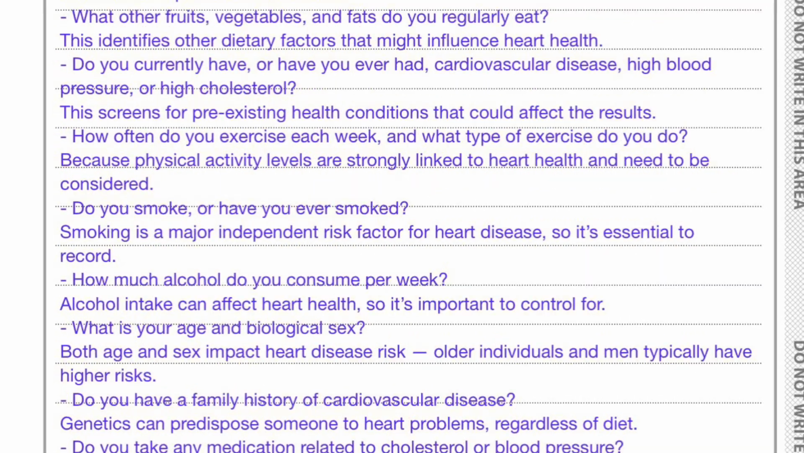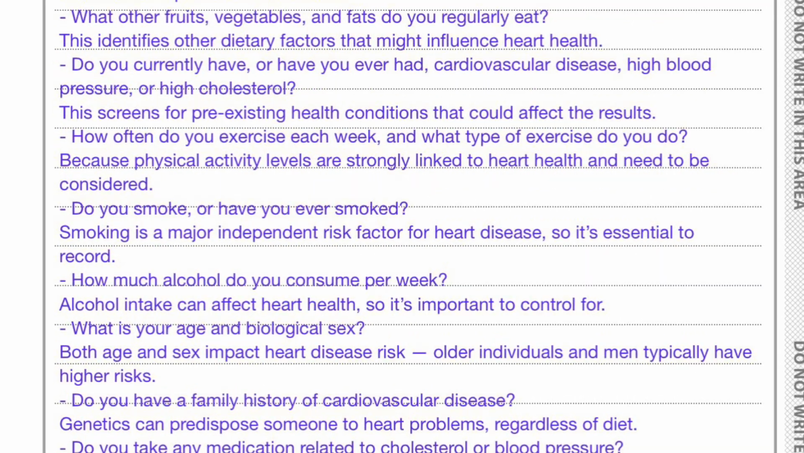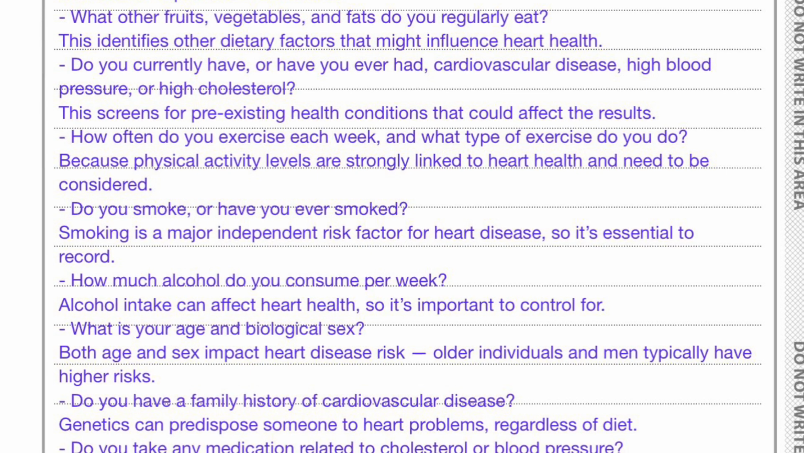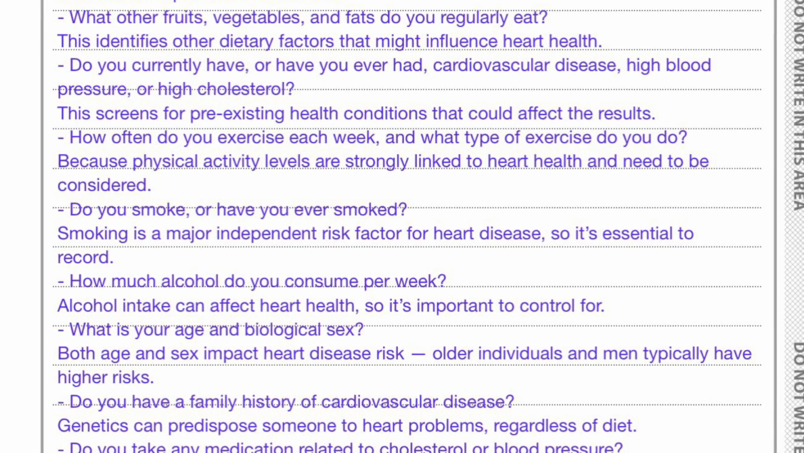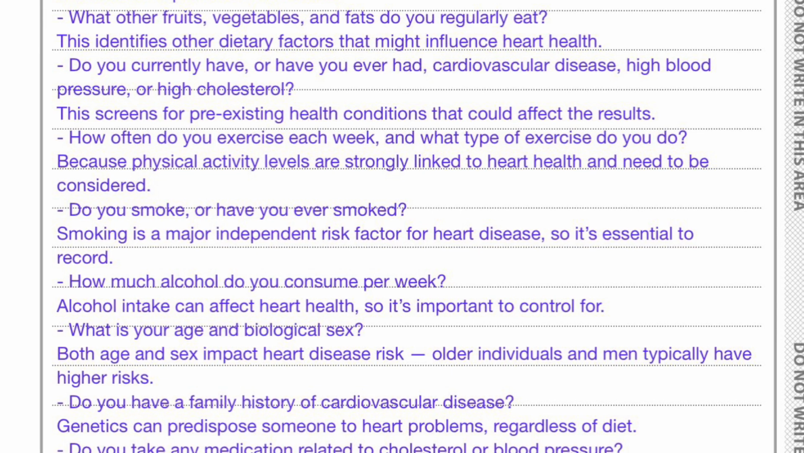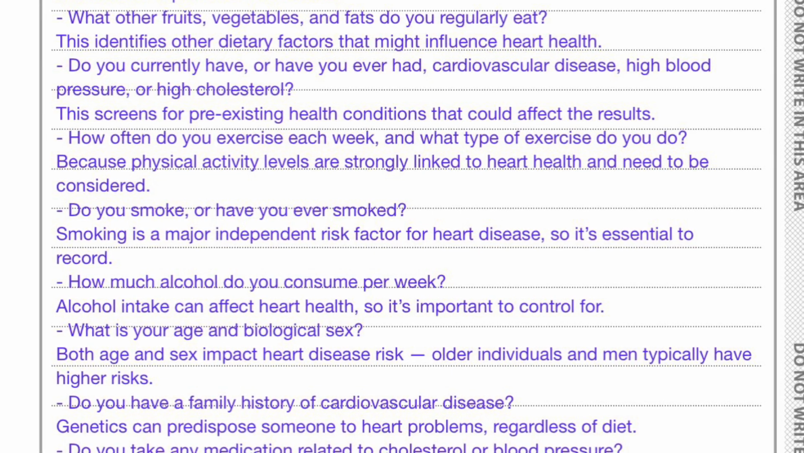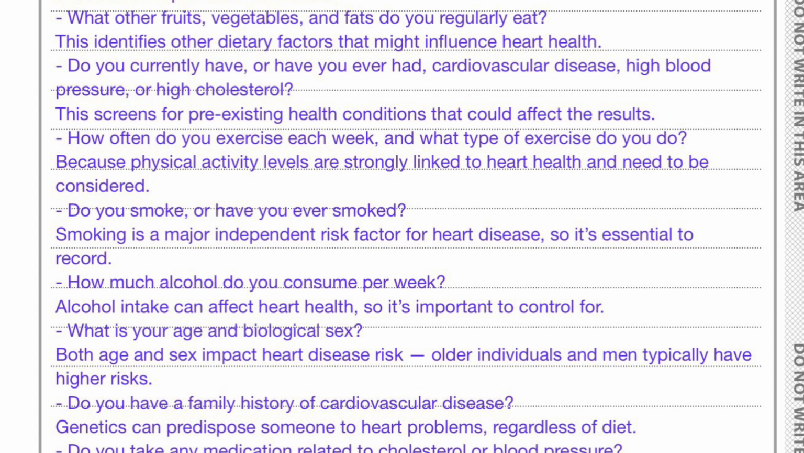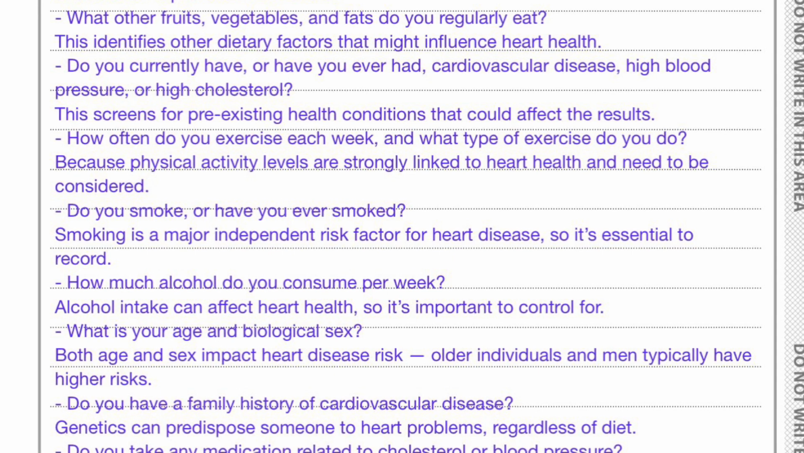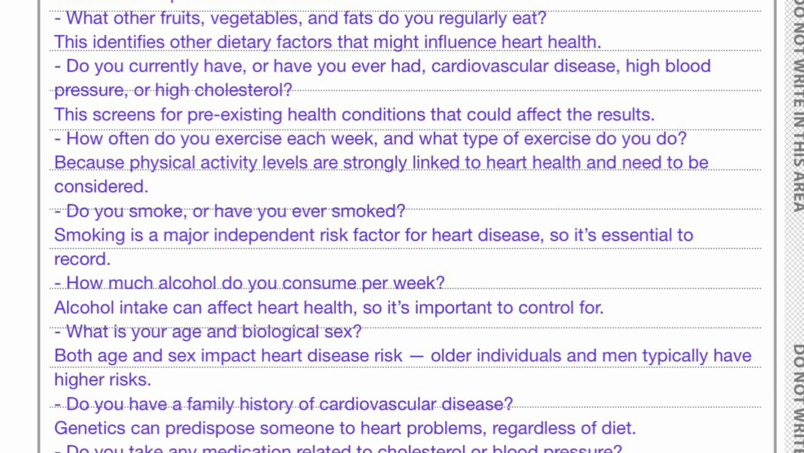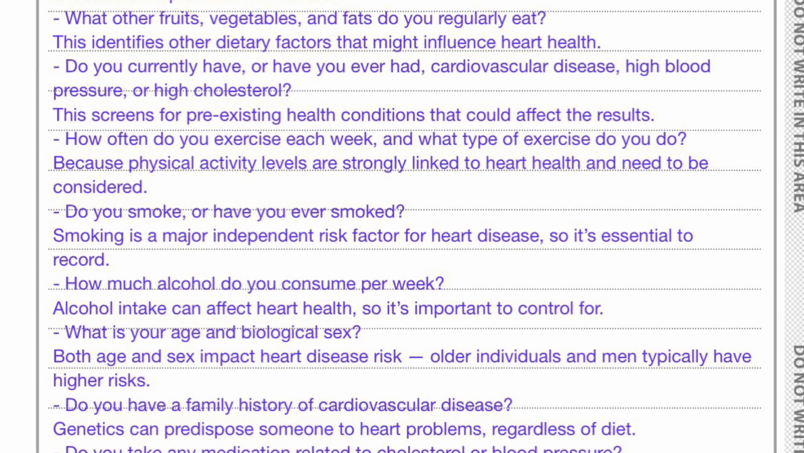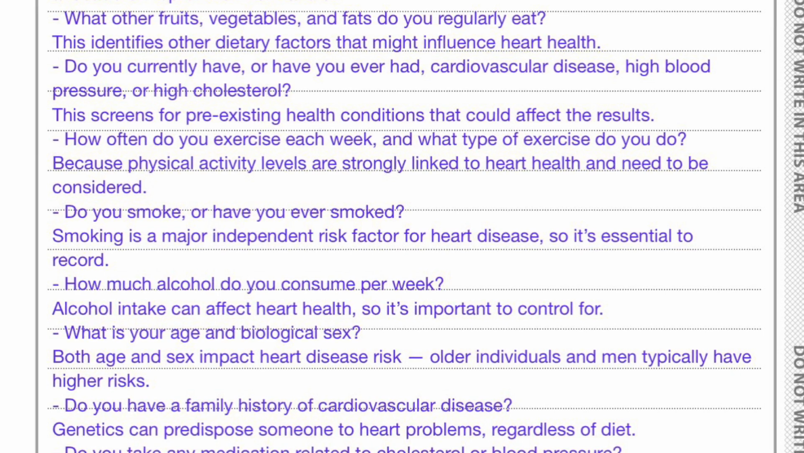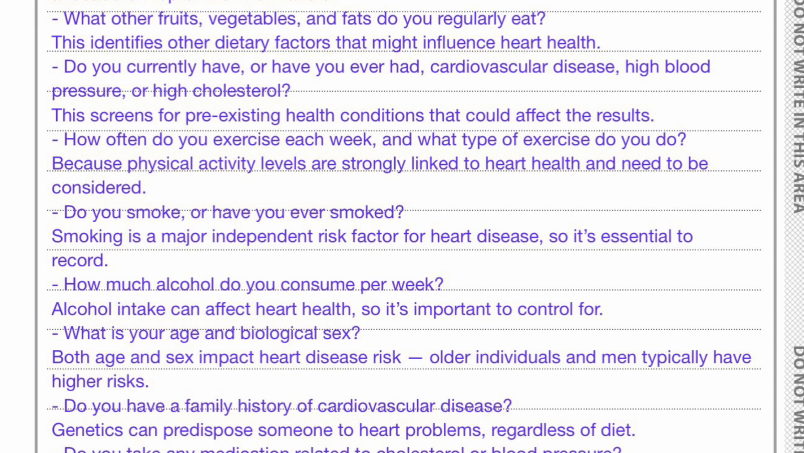Do you currently have, or have you ever had, cardiovascular disease, high blood pressure, or high cholesterol? This screens for pre-existing health conditions that could affect the results. How often do you exercise each week, and what type of exercise do you do? Because physical activity levels are strongly linked to heart health and need to be considered. Do you smoke, or have you ever smoked? Smoking is a major independent risk factor for heart disease, so it's essential to record.